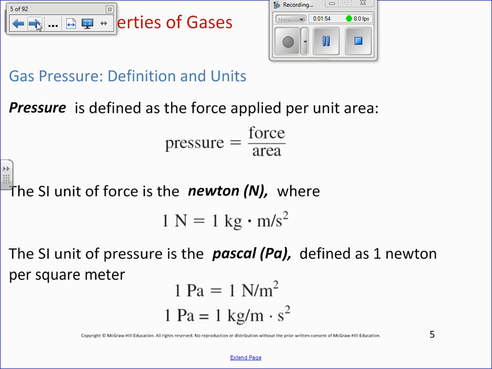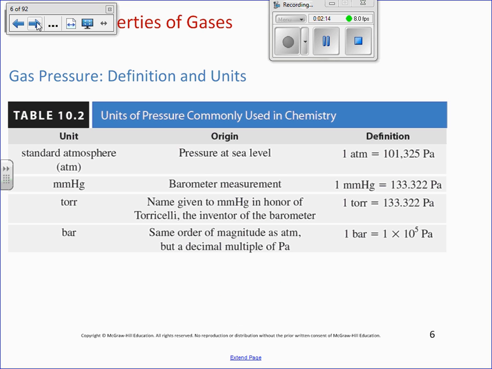SI unit of pressure is the Pascal, which is 1 Newton per meter squared. And 1 Pascal is 1 kilogram per meter times second squared. So Newton is if you take a kilogram and accelerate it meter per second squared. Okay. Standard atmosphere, which is the pressure at sea level, is 1 atmosphere. Okay. Don't worry about the Pascal.